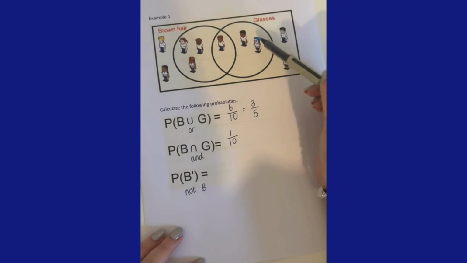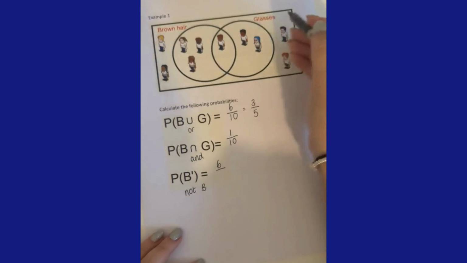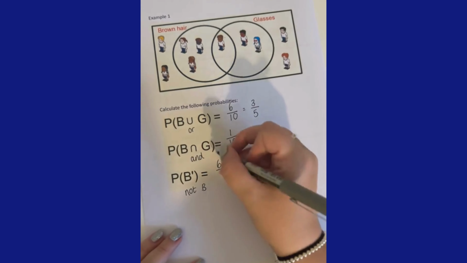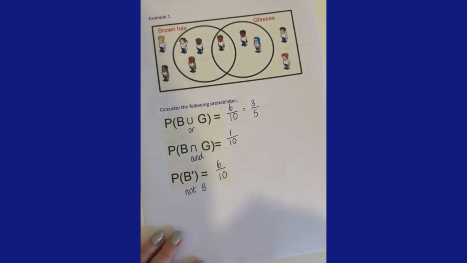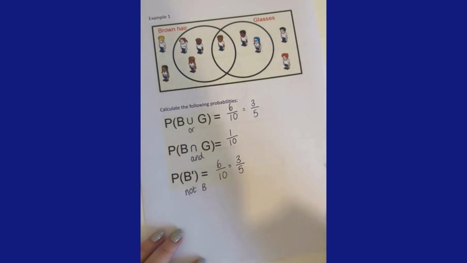And then we've got these 2 people here who are not in the brown hair category. So our numerator is going to be 6, because we've got these 4 on the outside and these 2 who are not in our brown hair circle. And then again, our denominator is going to be 10 because we've got 10 people together. I can simplify that to 3 over 5.